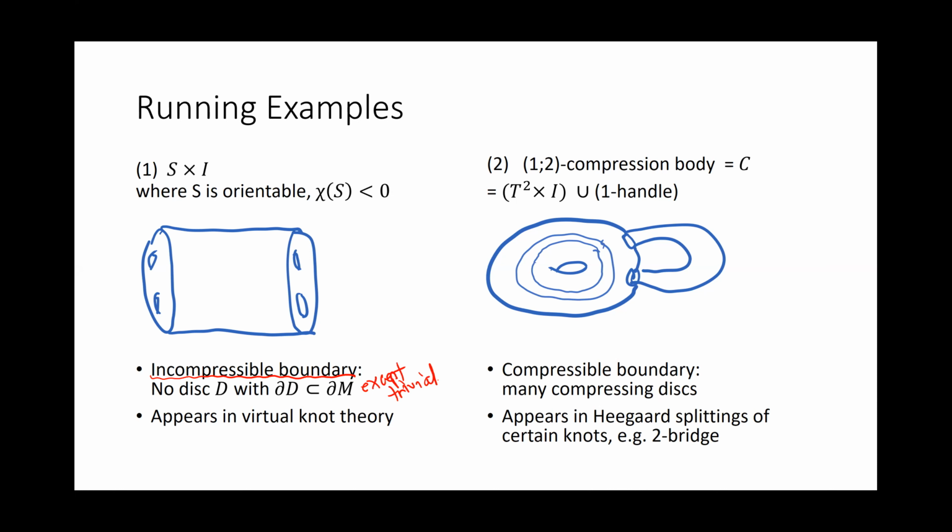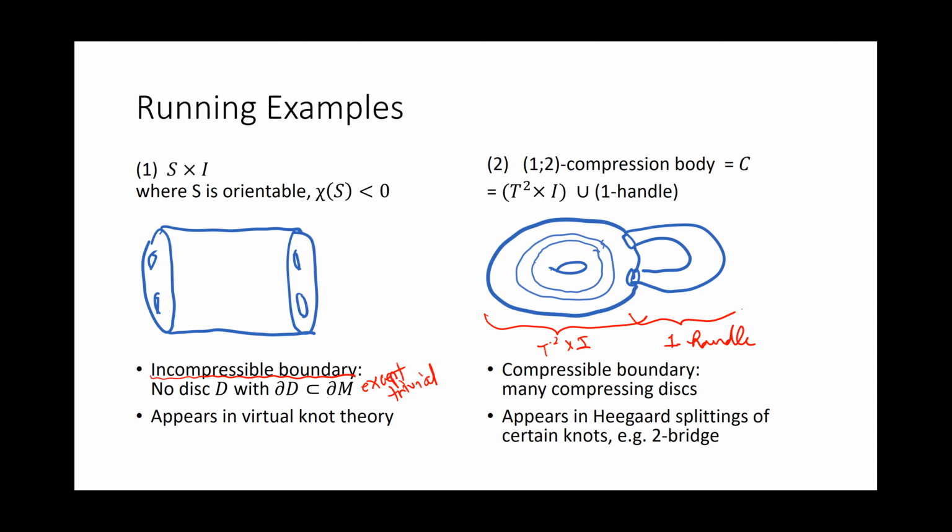The other type of manifold I want to look at that's infinite volume is what I've called here a 1-2 compression body, and you can generalize this, but we'll stick with this somewhat simple case. And it's obtained by taking a thickened torus, so a T2 cross I, and then taking the union of that with a 1 handle. So this is the thickened torus in my picture. And then we attach to that a 1 handle.